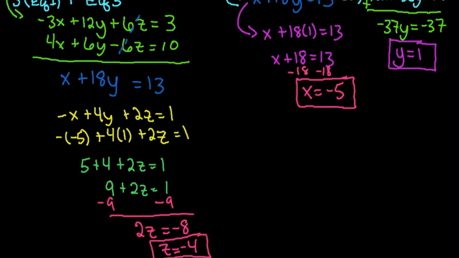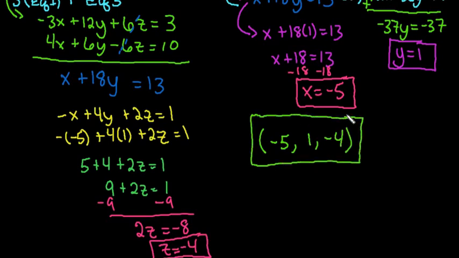Depending upon the course that you're in, some require you to write it as an ordered triple. So we would just write x first, and then y, and then z. And so this would be our ordered triple. That would be our solution.